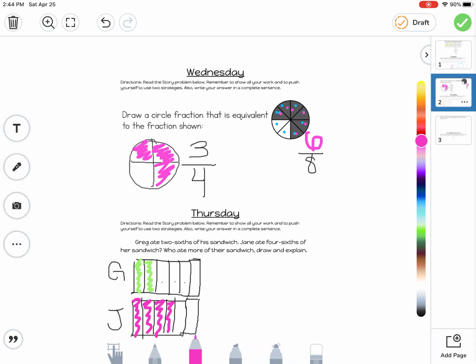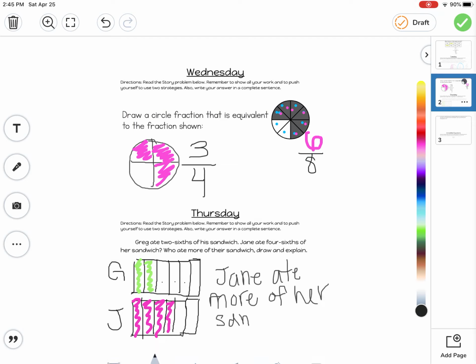And because I took my drawing and I stacked them on top of each other, I can really see who ate more of their sandwich. And it's Jane who ate more. And so my drawing kind of explains. And so now I'm going to write my answer. Jane ate more of her sandwich. And a period. All right, let's go on to Friday.